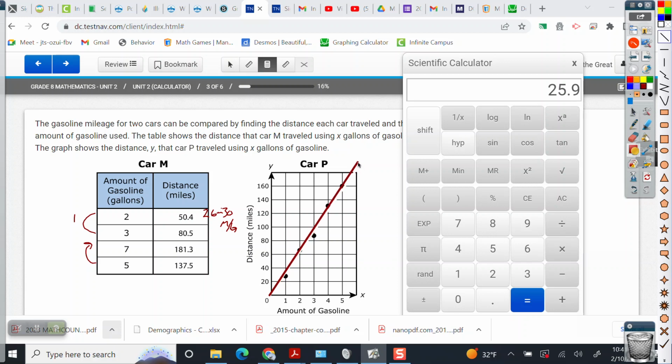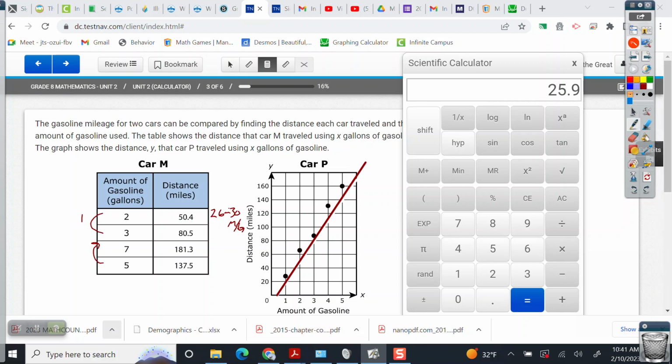If I look at this, I can safely say that this point right here is pretty close to that line of best fit. So I'm going to take 160 and divide it by 5, and I get 32. I'm going to double check: clear, 160 divided by 5, and that gets me 32.